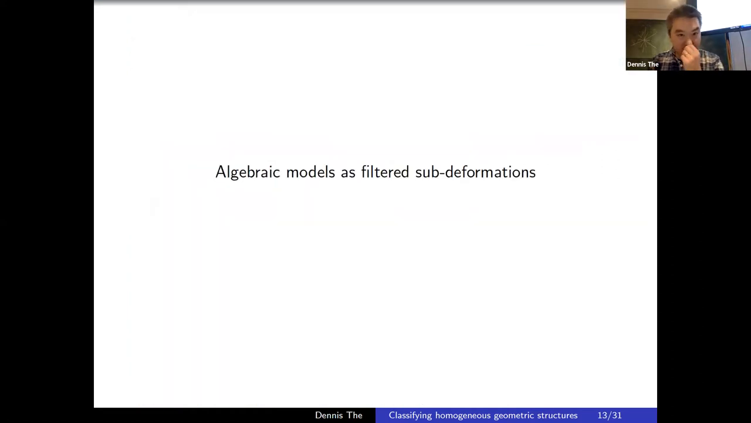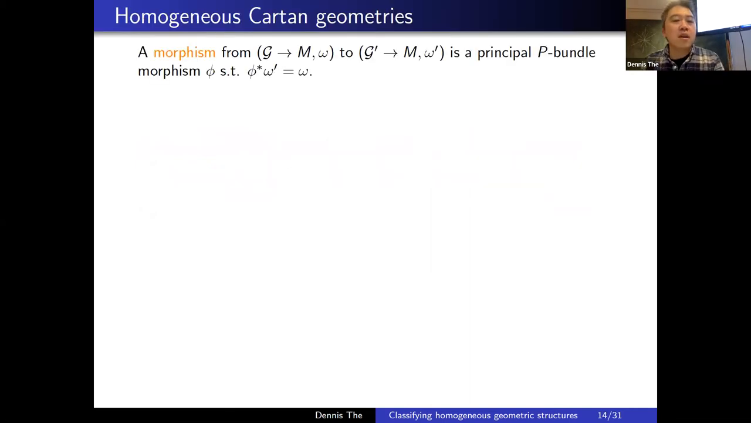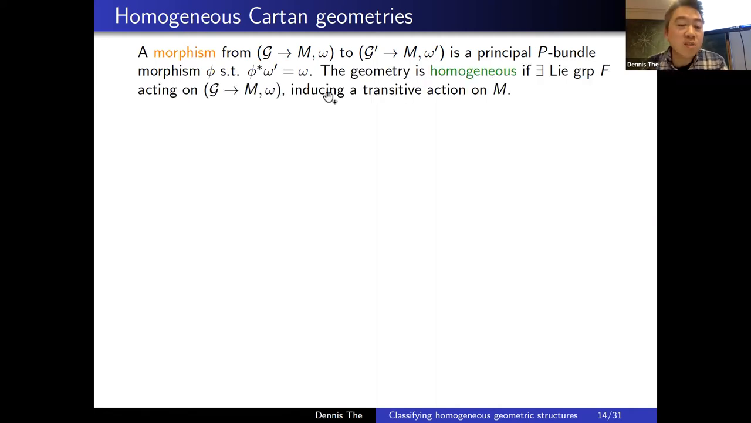Okay, so let's discuss algebraic models as filtered subdeformations. Okay, so we're working in the category of Cartan geometries. What are the morphisms in this setting? So a morphism is a principal P-bundle morphism that pulls back one Cartan connection to the other. What does it mean for this geometry to be homogeneous? It's homogeneous if you have a Lie group acting by such morphisms on this Cartan geometry, and it induces a transitive action on M.